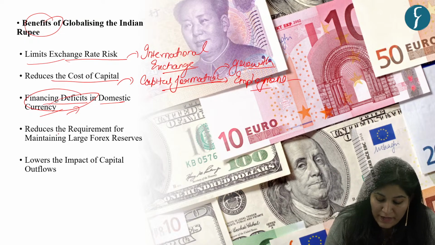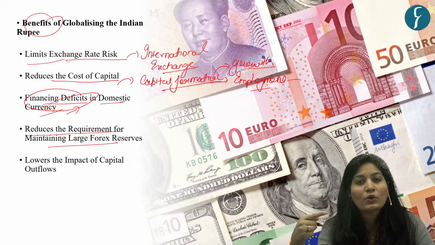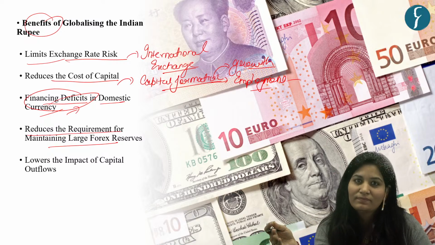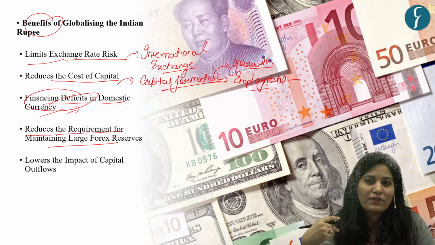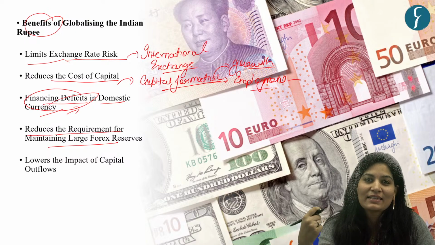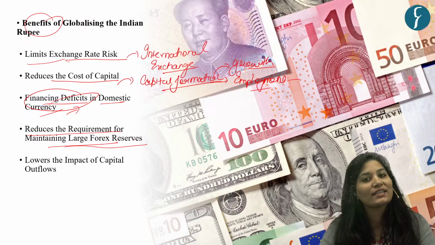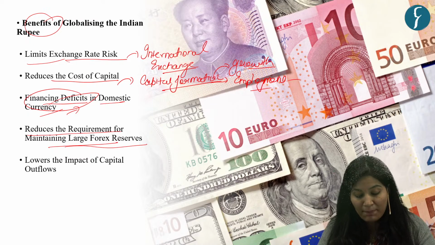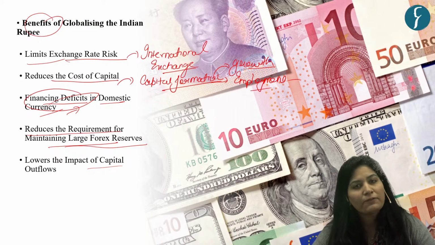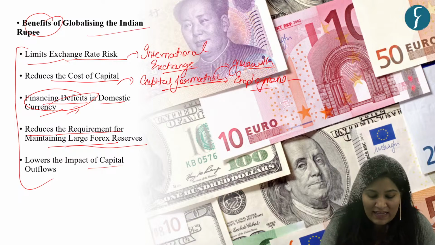Now, fourth benefit is that it reduces the requirement for maintaining large forex reserves. When you have your own domestic currency for international transactions, why would you maintain large forex reserves? It's like going on a trip to a foreign country and not needing currency exchange because your home currency is acceptable at the destination. Then, it will lower the impact of capital outflows. If your currency is widely acceptable, it can stabilize the economy against frequent withdrawal of foreign investment. So these are the five benefits of globalizing the Indian rupee.